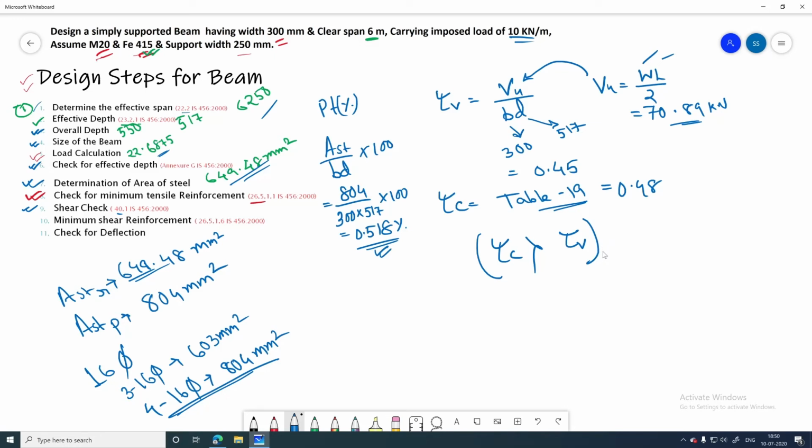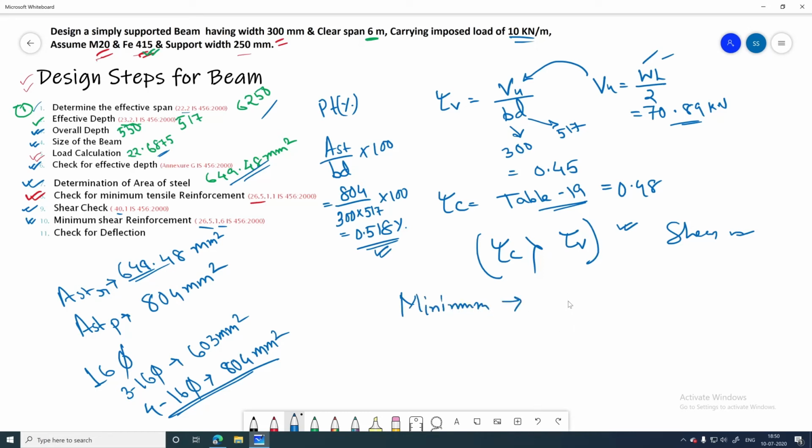If this condition is satisfied, then we don't need to provide the shear reinforcement. But definitely, even if we don't need to provide it, we need to provide the minimum shear reinforcement, that is given in 26.5.1.6. The minimum shear reinforcement we need to provide.